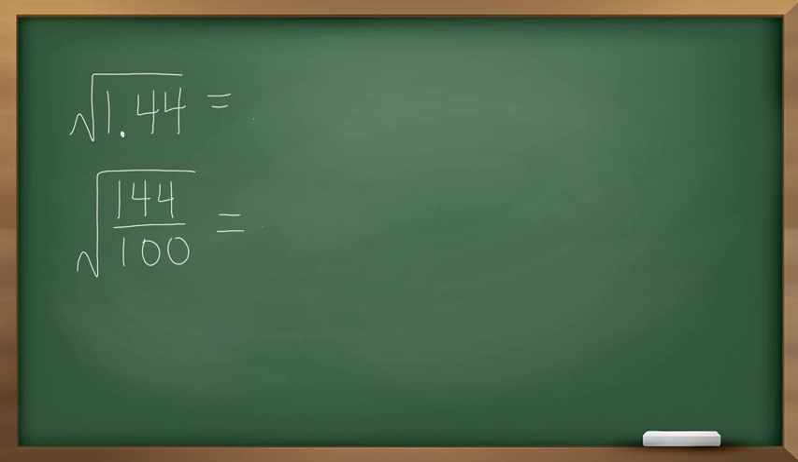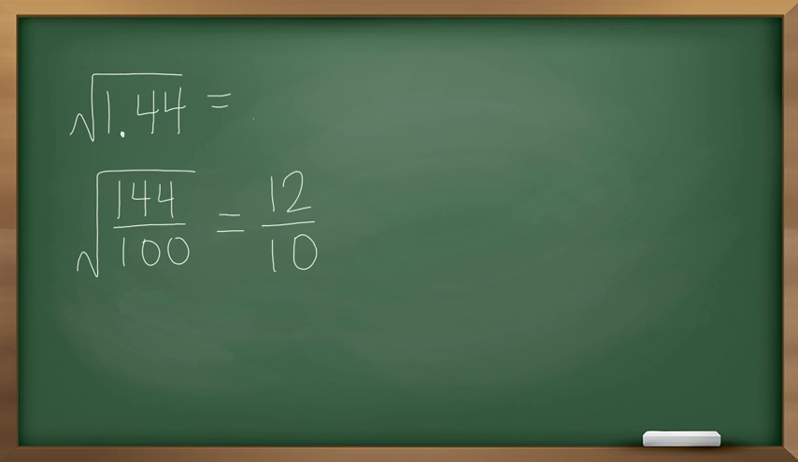Now I'm going to look at my numerator and denominator and check that they're both perfect squares. Well, 144 is a perfect square because it's 12 times 12, and 100 is a perfect square because it's 10 times 10. So if I want to take the square root of 144 over 100, I would take the square root of 144, which is 12, and the square root of 100, which is 10.